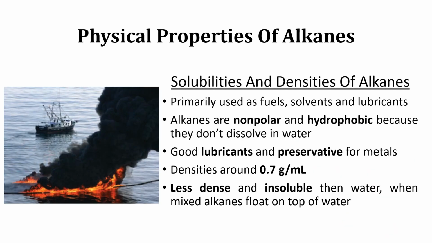Physical properties of alkanes. Alkanes are used primarily as fuels, solvents and lubricants. Natural gas, gasoline, kerosene, heating oil, lubricating oil and paraffin waxes are all composed primarily of alkanes, with different physical properties resulting from different ranges of molecular weights. So let's look at the first property, solubilities and densities of alkanes.